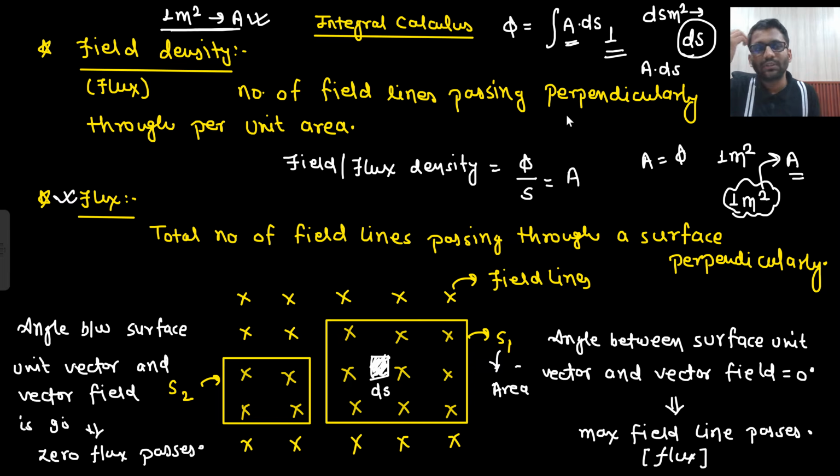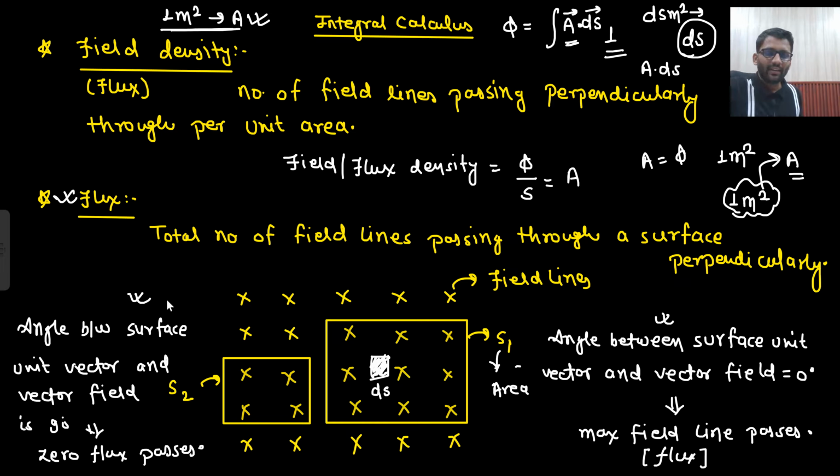But we will use the dot product here. This is a vector field, this is also a vector quantity, and ds is also a vector quantity. Why are we using the dot product, why are we not using the cross product? Think about it. Take 30 seconds and think about why we are using the dot product. Hint.